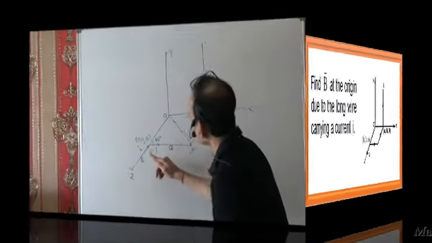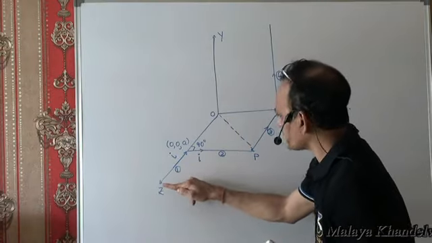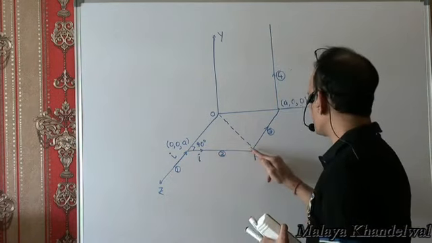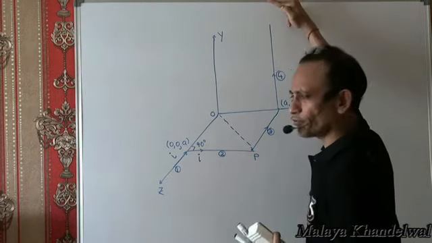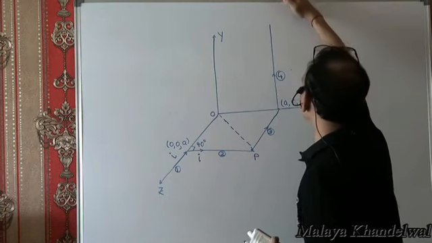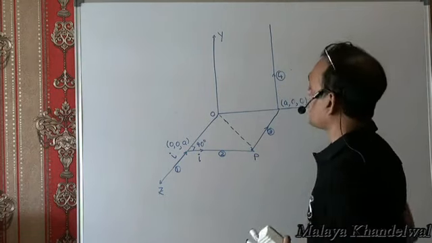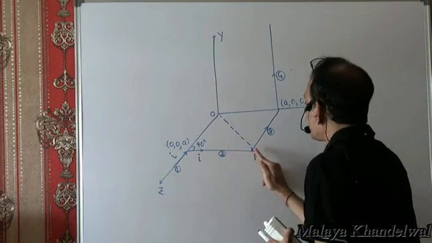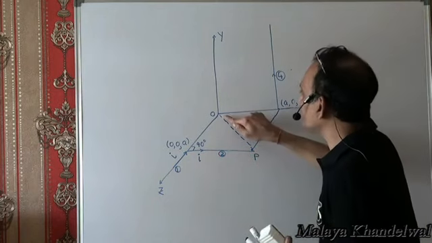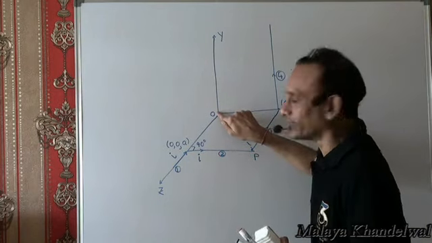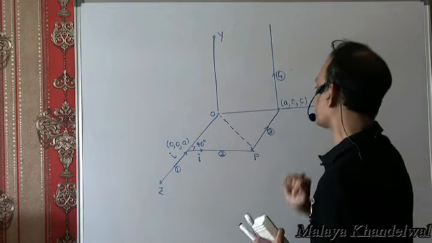So here we have 4 wires: 1, 2, 3 and 4. This is very long, and there is a current I that is being carried. I want to compute the total magnetic field, magnetic induction, at the point O as shown.